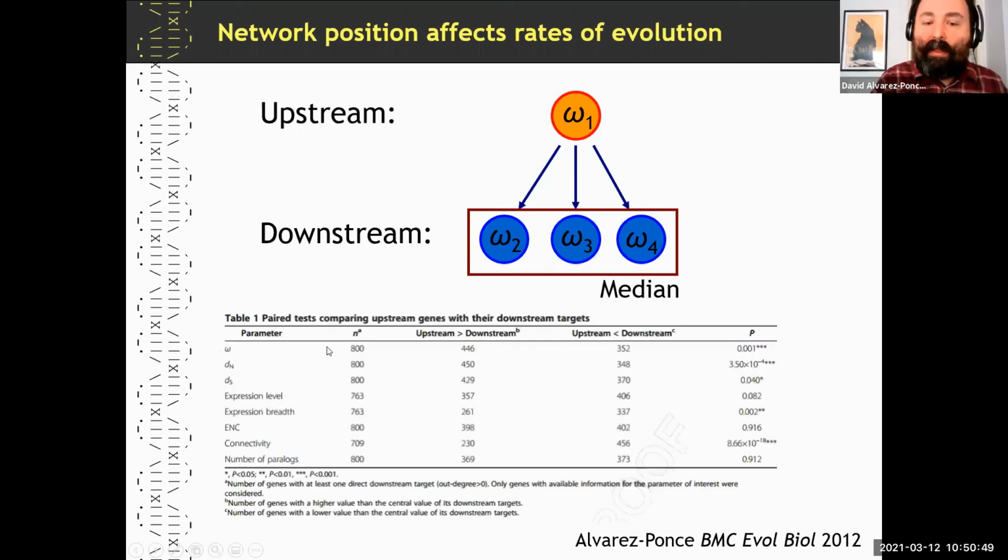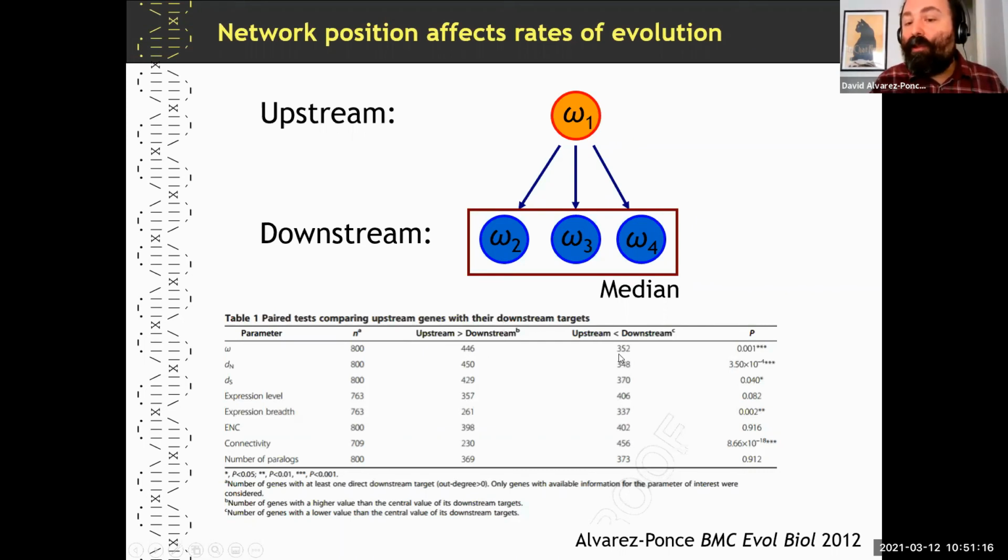And then I found 800 cases of proteins that had at least one protein directly downstream of it, so directly activated or inhibiting it. And out of these 800 cases, in 446 cases, the rate of evolution was higher for the upstream protein than for the downstream proteins.